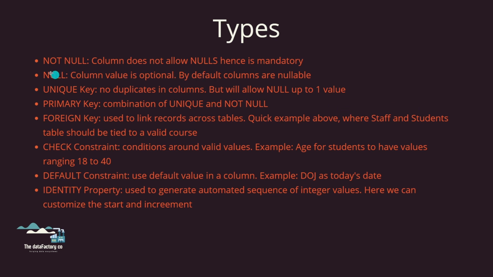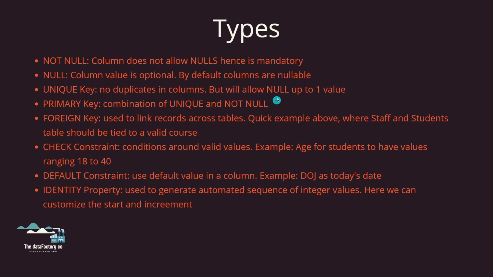Okay. The second one is null. That means it is a nullable column, i.e., the value can be entered or cannot be. We don't have a problem with that. By default, columns are nullable. Now, coming to the third one, it is a unique key constraint, and that means we do not want duplicate values in this column. But remember, null is a valid value for this type of column.